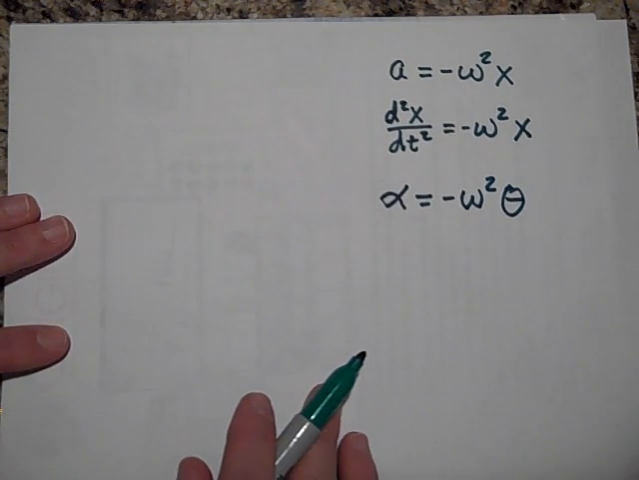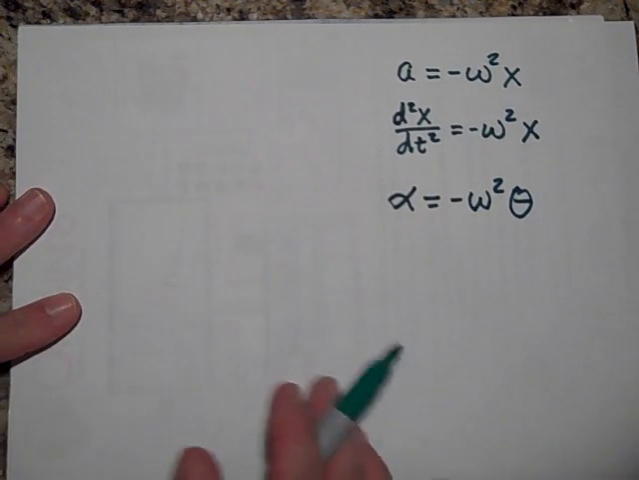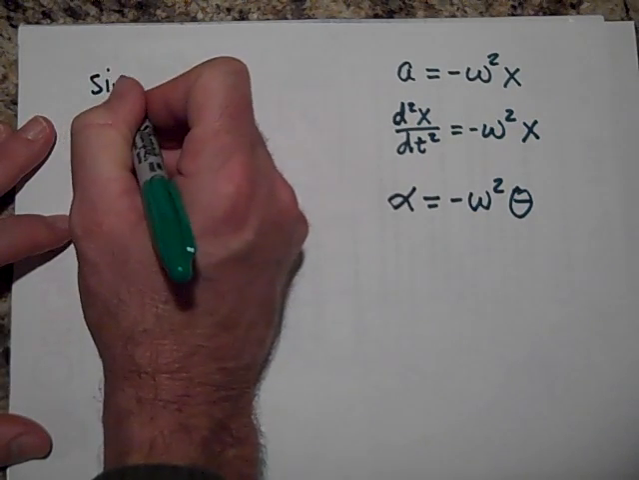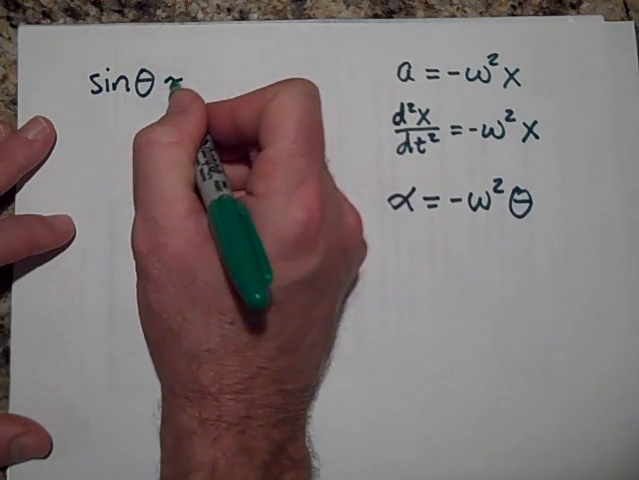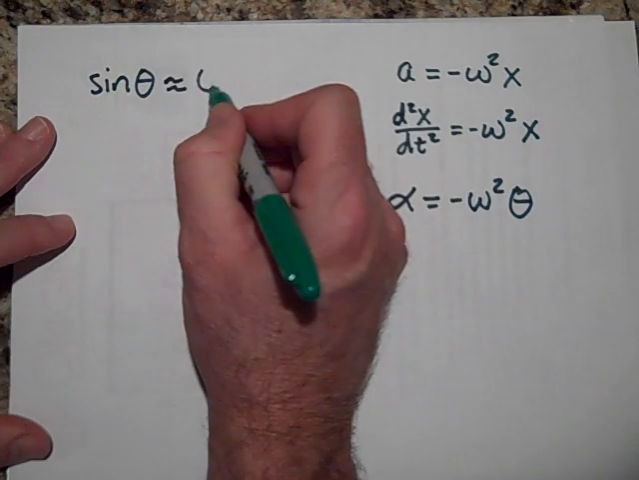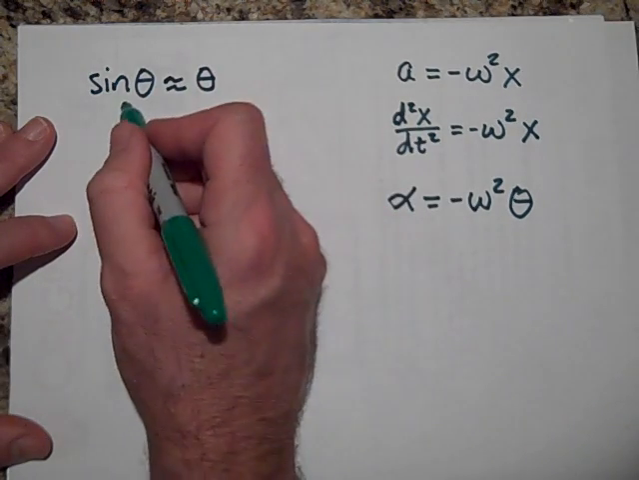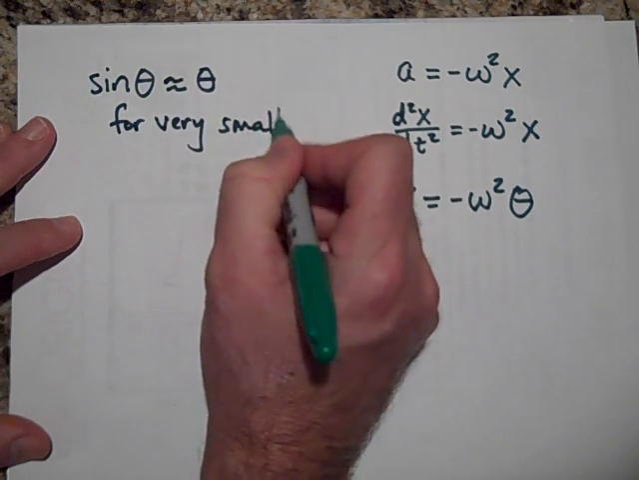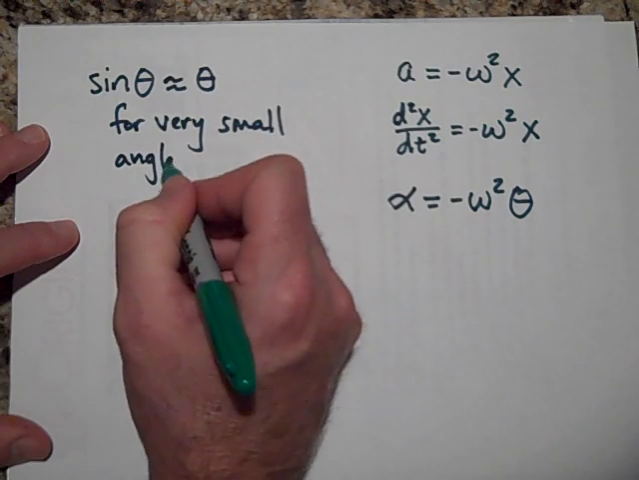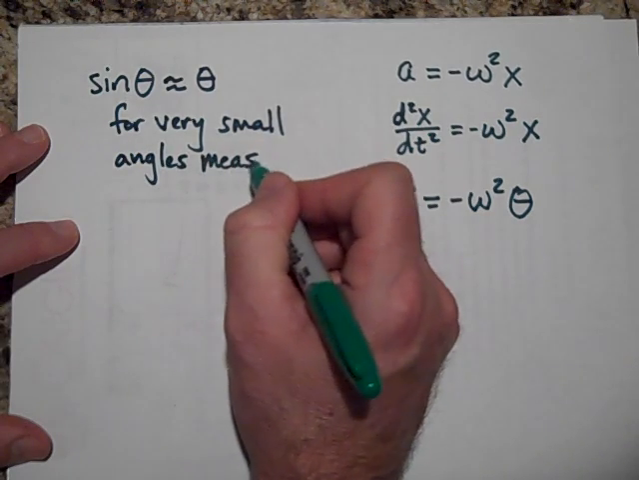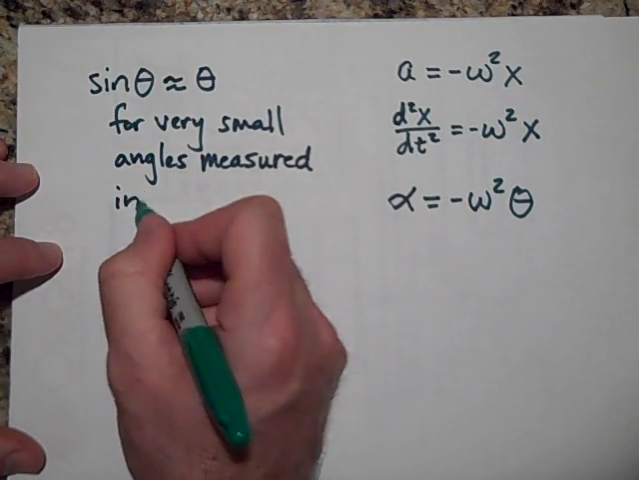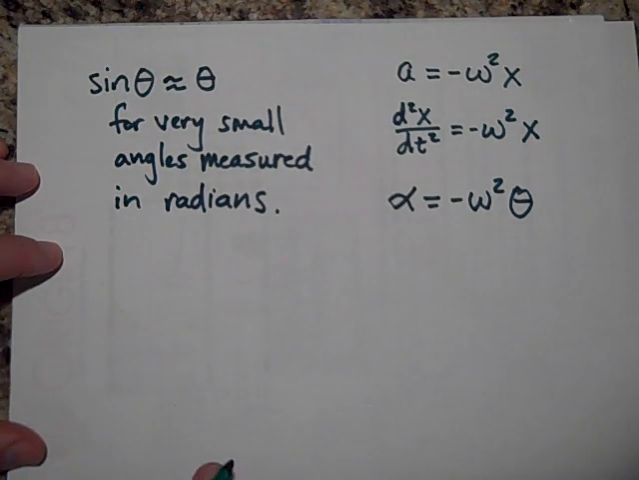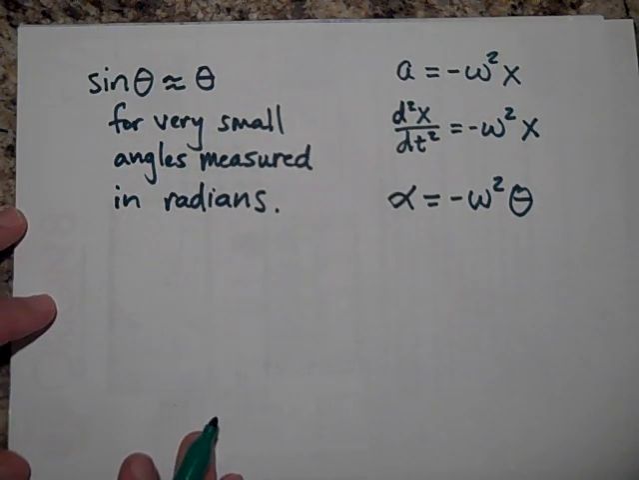I need to show you that when you're in radians, if you have the sine of theta, the sine of theta is approximately theta for very small angles, for very small angles measured in radians. Okay, now to do that, I'm going to use the expansion for sine of theta.